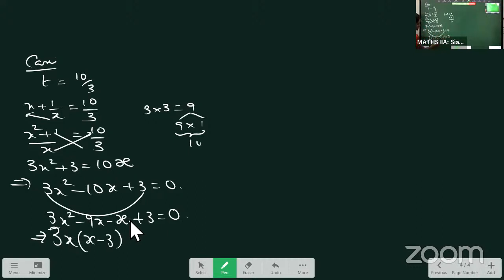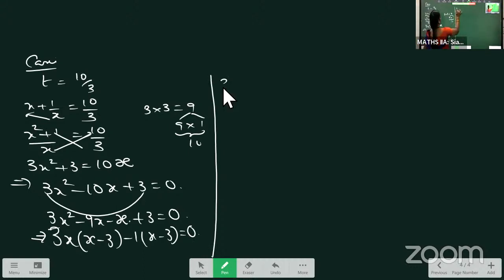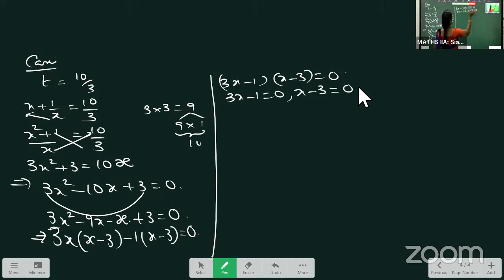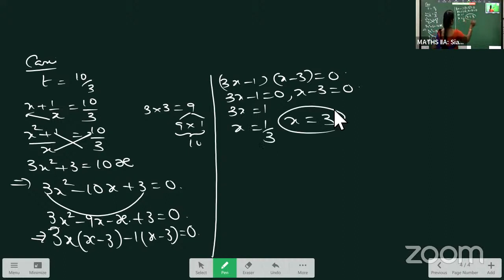But here nothing is appearing to take as a common. Then what to do? My x coefficient minus 1 is there. Take minus 1 as the common. Then x minus 3 is equal to 0. So (3x minus 1)(x minus 3) is equal to 0. Then 3x minus 1 is equal to 0, x minus 3 is equal to 0. So 3x is equal to 1. Then x is equal to 1 by 3 and x is equal to 3. These are the two roots for case 1.